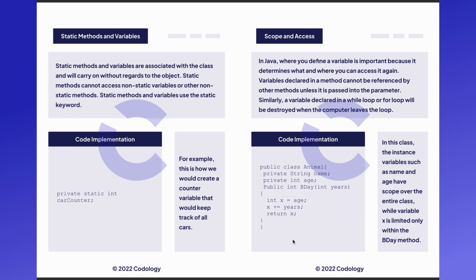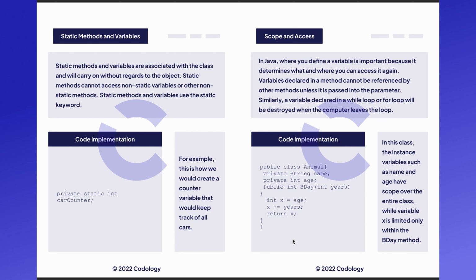In classes, static methods and variables are also important. They are associated with the class and not the object. So when you instantiate an object, static variables will carry through with that object and the next object that you create. For example, if you wanted to keep track of how many cars you had, so how many objects you have of this car type, you would make a private static int carCounter, and then every time you make an object of the car class, you can update this and it will carry through.